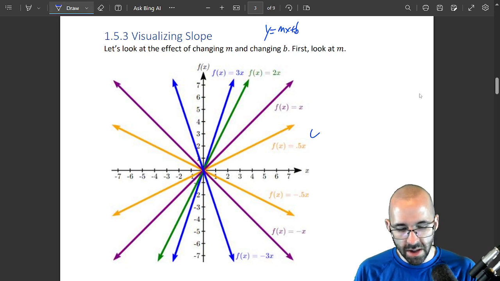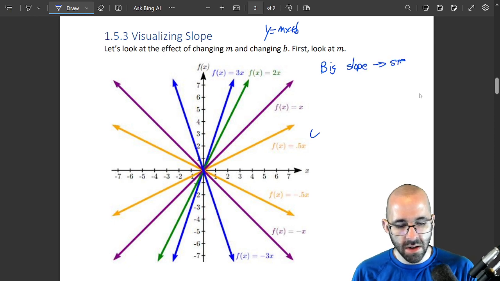Okay, big slope is steeper, closer to 0 is flatter.